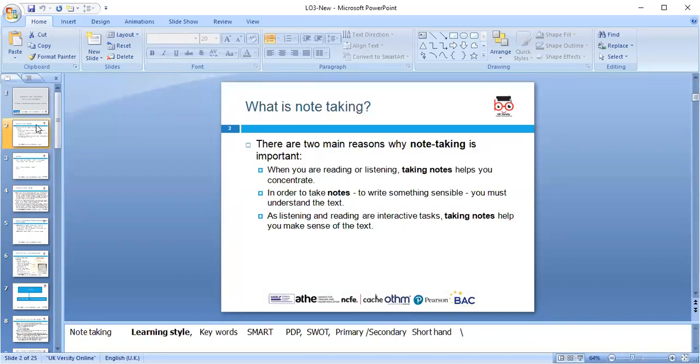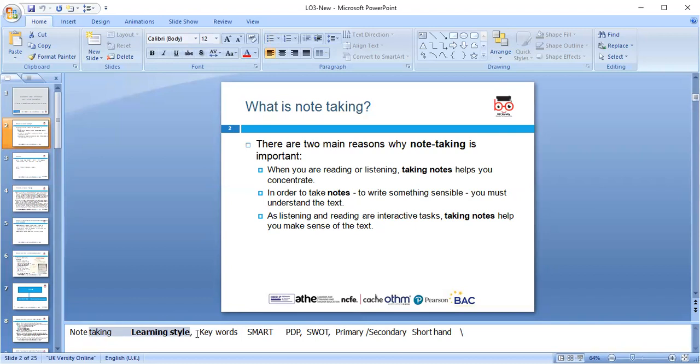There are two main reasons why note-taking is important. When you are reading or listening, taking notes helps you to concentrate. In order to write something sensible, you must understand the text. Listening and reading are interactive tasks, and taking notes helps you to make sense of the text.